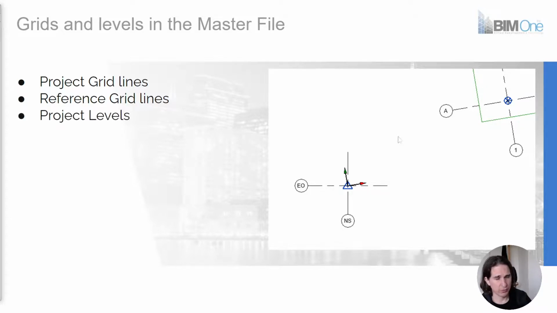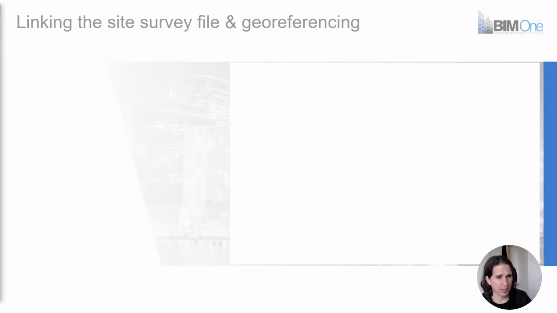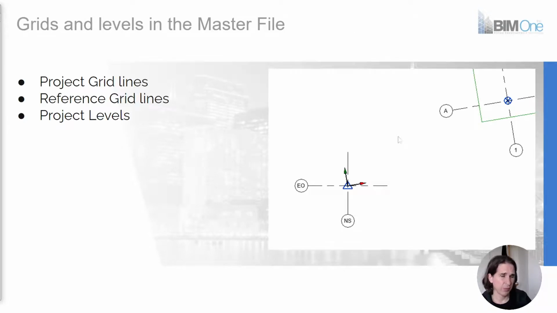Also, you would have to set up the project levels. So the floor levels, and not all the secondary levels, like I said earlier, that are not relevant for disciplines other than the one in charge of the master file. The grids and levels, if modified, will be modified in the master file, so the changes will be easier to pass on to the entire project team through monitoring.